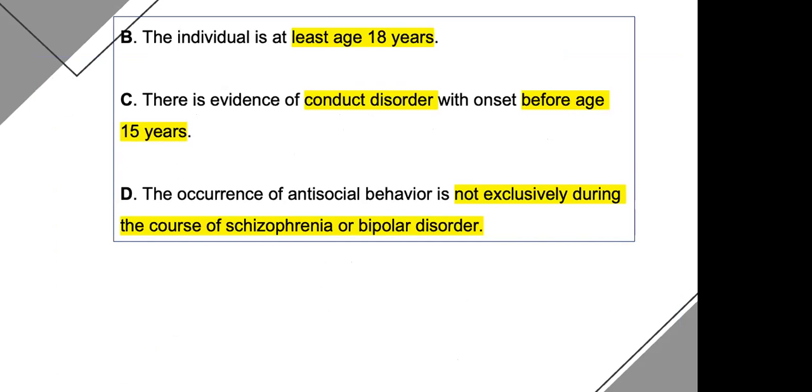For criteria B, the individual should be at least 18 years old. Only then can we diagnose the person with antisocial personality disorder. And also there should be evidence of conduct disorder with onset before the age of 15 years old. And the last one is the antisocial behavior should not occur exclusively during the course of schizophrenia or bipolar disorder. Next.